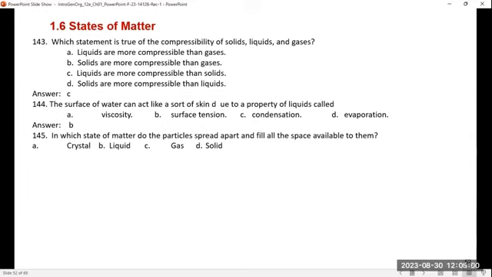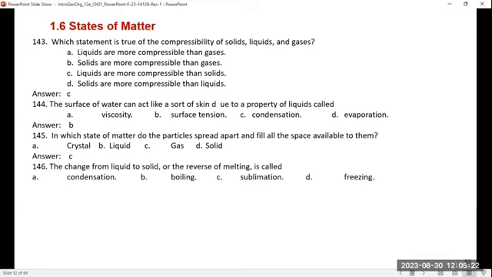Answer is C. Do you guys see it? The change from liquid to solid is called melting. Solid to a liquid is melting. Liquid to solid is freezing. Reverse is melting. Therefore, freezing is the correct answer.